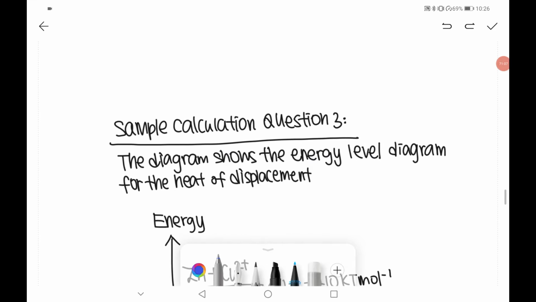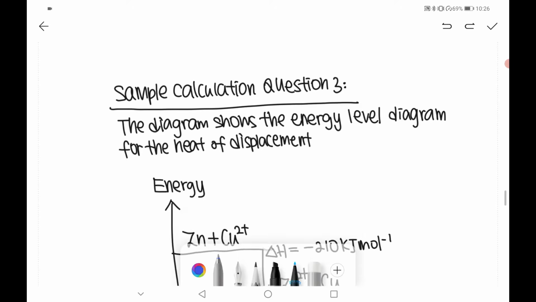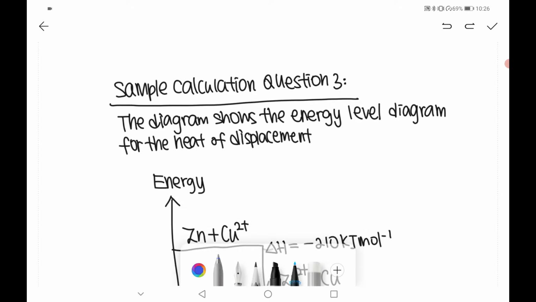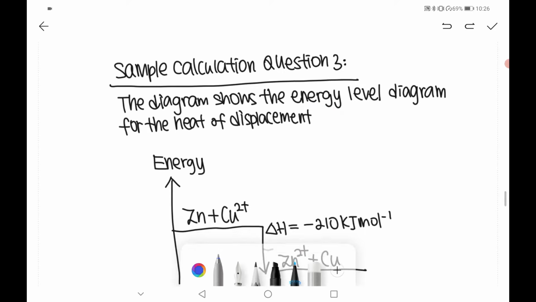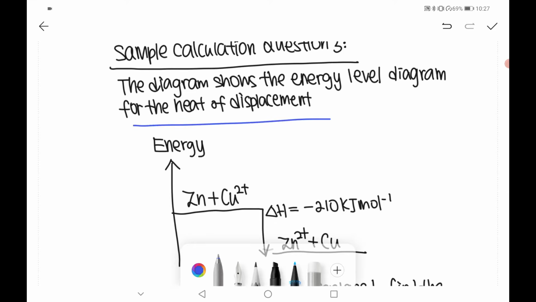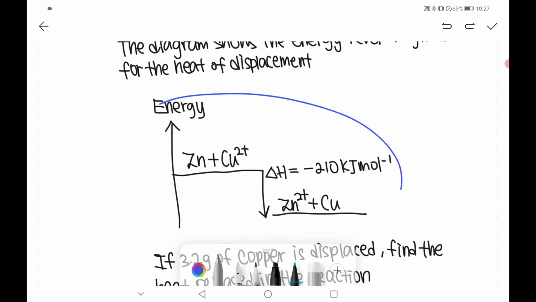Okay, so let's try one more question. This is your sample calculation for question number 3. For this question, they are giving us an energy level diagram, the energy level diagram for the heat of displacement. We learned about energy level diagrams in your lesson number 1.